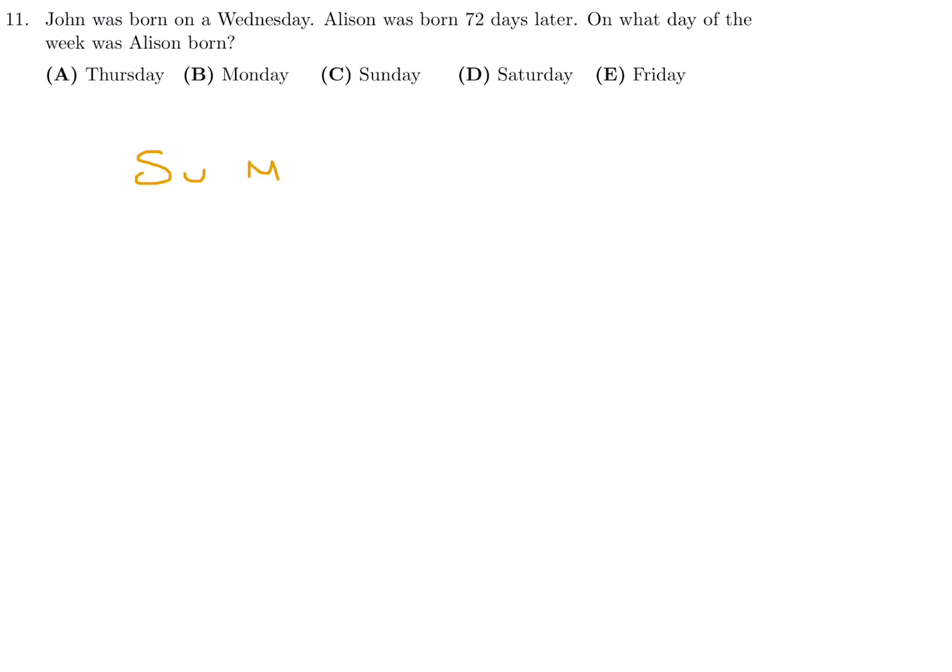Sunday, Monday, Tuesday, Wednesday. We'll make this little calendar here. And then John is born Wednesday, so he is born right here. Now, 1 day later is a Thursday, 2 days later is a Friday, and so on, right? 4, 5, 6. So if I say it's 7 days later, you'd say, okay, that's easy. That's a Wednesday again. But it's not 7 days, it's 72 days. So we've got to figure this out.